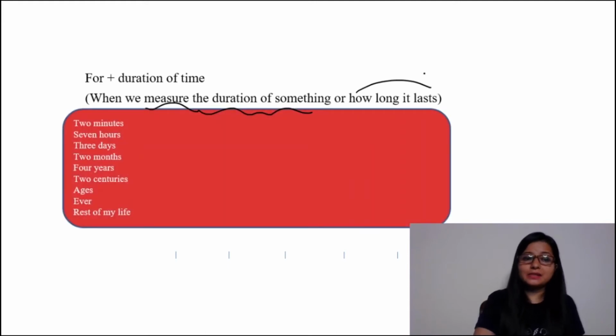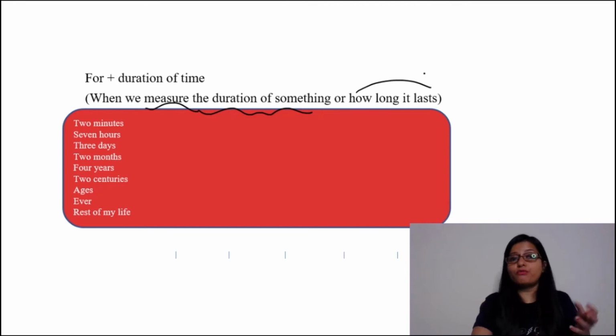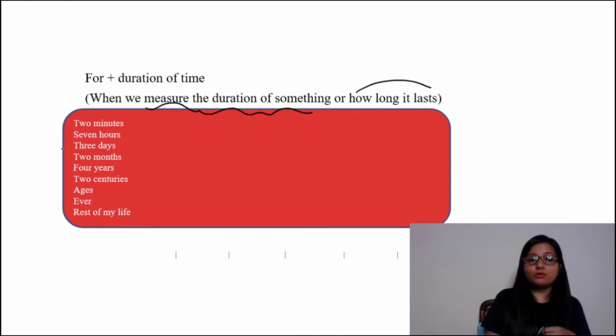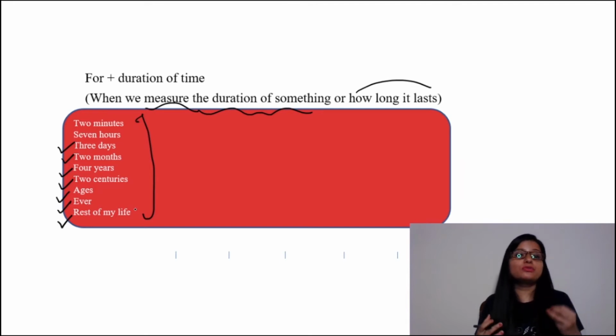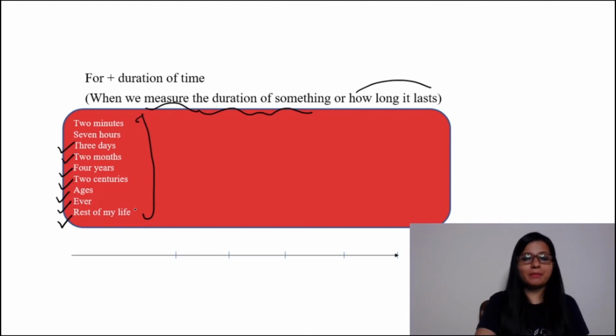Then we have some examples like I have been waiting for you for 2 minutes. Okay, for 2 minutes. Now, it has been raining for 7 hours. In the same way, use for 3 years, for 2 months, for 4 years, for 2 centuries, for ages, forever, for the rest of my life. So these are some tips, and you have to remember that you need to use for before these kinds of duration of time. Okay, so let's understand by this timeline.